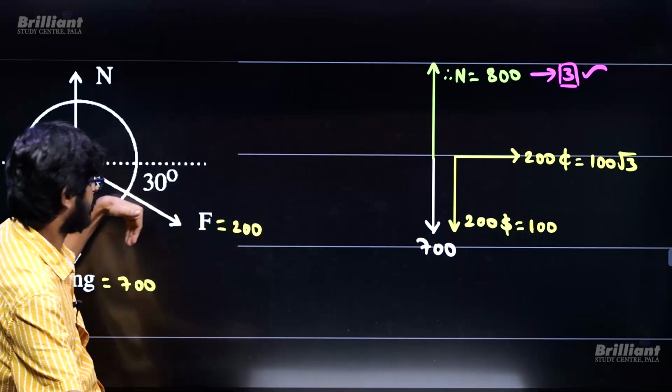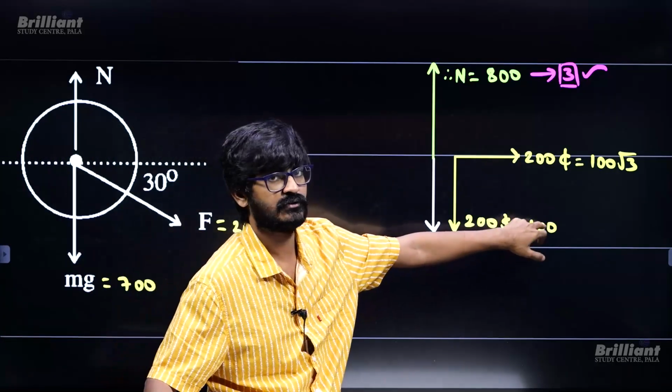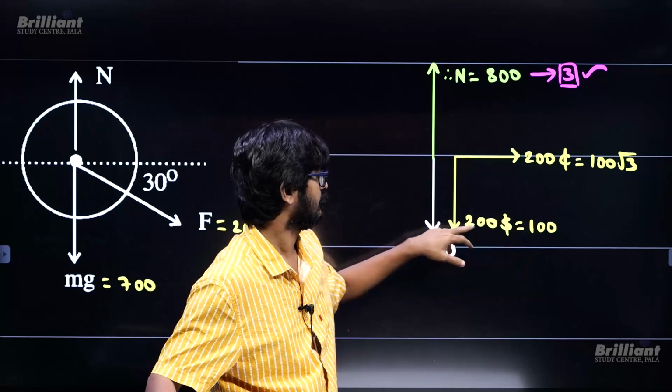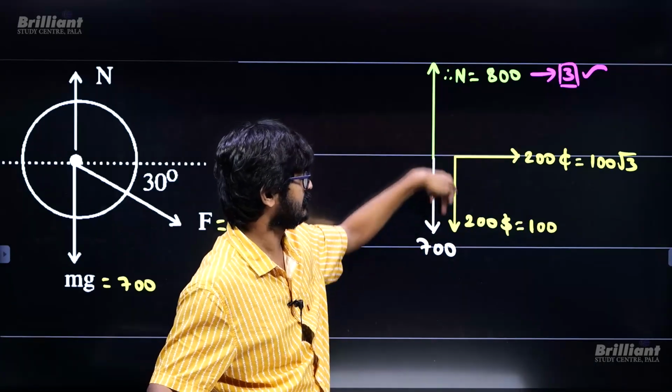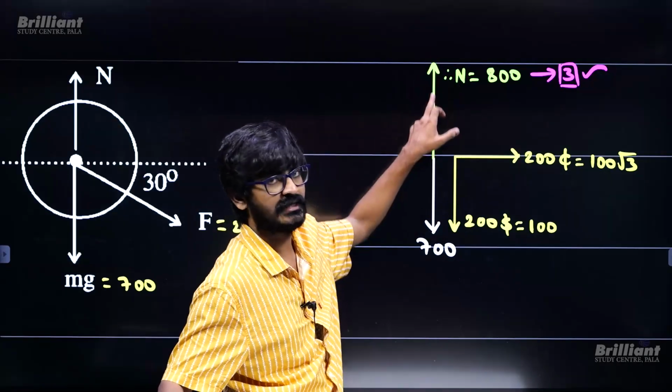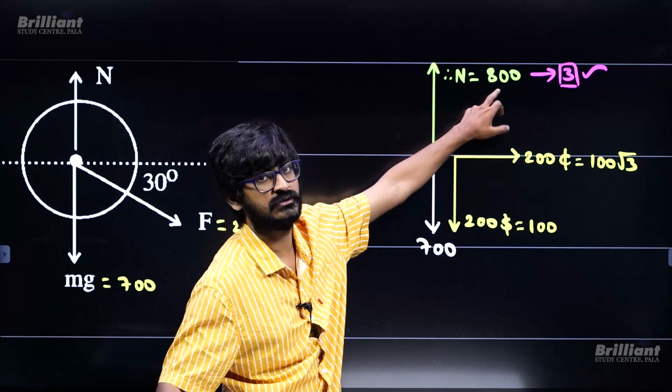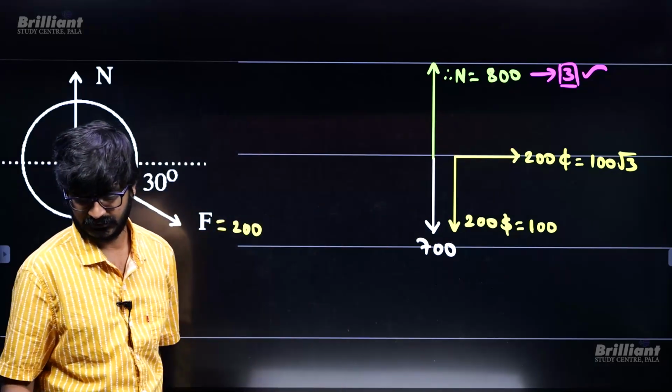Vertical component will be 200 sin 30, which will be 200 into 1 by 2 equals to 100. Now vertically, this is 100, this is 700. So it is 800. So if this is 800 in this direction, then the normal will be balancing that 800. So normal will become equals to 800. So the answer is going to be option 3.